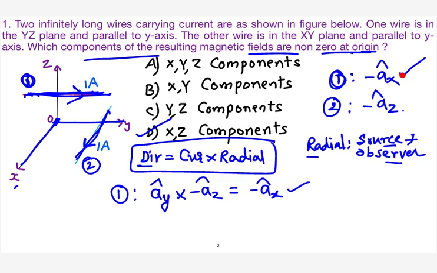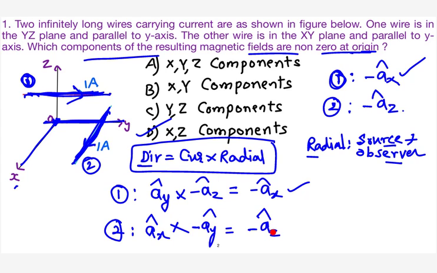Similarly, when you take the second wire, the current is flowing in the X direction, so the current direction is X. Radial direction means this is the source and this is the observer, so you are moving in this way. Towards the origin means you are moving against the y direction, which is nothing but minus AY cap. So the resultant value will be minus AZ cap. The same thing you got with the right hand rule. So is it clear for everyone, this question?